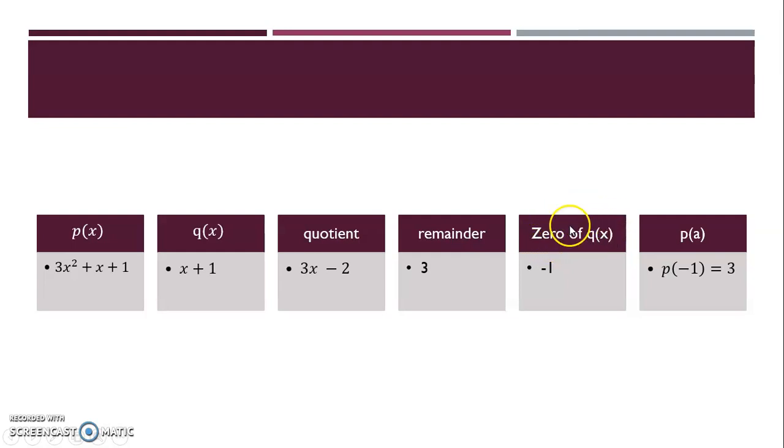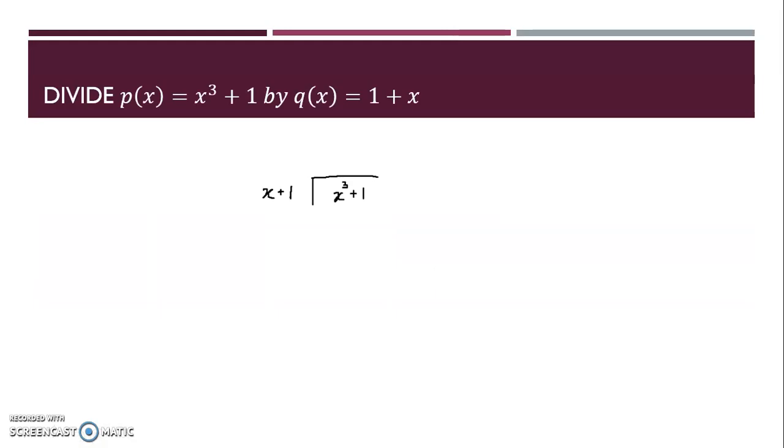The 0 of the divisor, or the 0 of q of x, here in this case it was x plus 1, is minus 1. And when we substitute that value for p of x, that is p of minus 1, we got the value 3, which is the same as the remainder. Let us look at one more example.